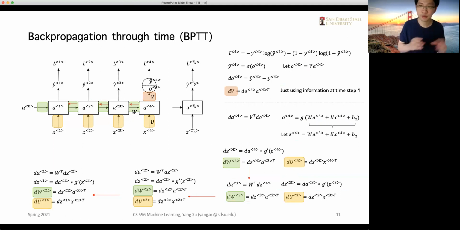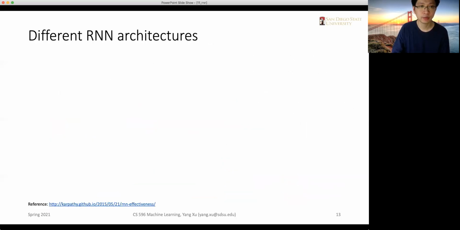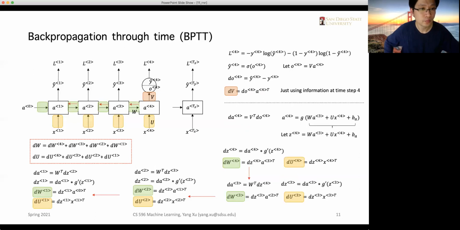Since we have backpropped through time, we need to collect all the gradients in order to compute the actual gradients for W. And the gradients for U also consist of 4 time steps, from 1, 2, 3 to 4. So eventually we need to sum up all the gradients for each time step and then use that as the actual gradients to update the parameters. So this is a complete example of backpropagation through time. Okay.